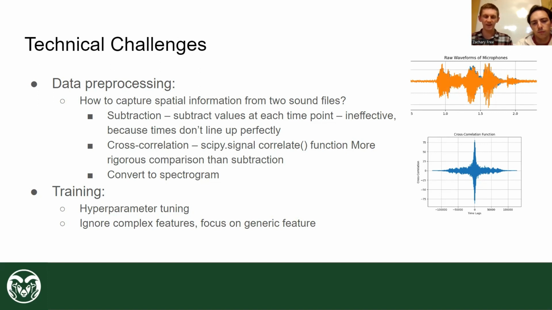Then, of course, when you get into the actual training, there was a lot of hyperparameter tuning, and we were trying to get our model to ignore those complex features. We used our voice to create the noise for collecting data. So there were words, which are very complex signals, but we just wanted to know where it is coming from, not what it is saying. So ignore the complexities and focus on just the generic features.